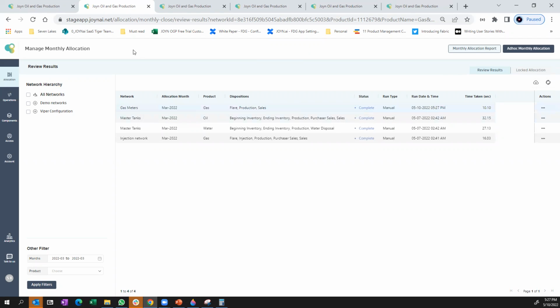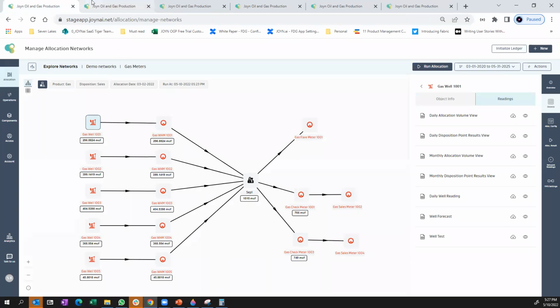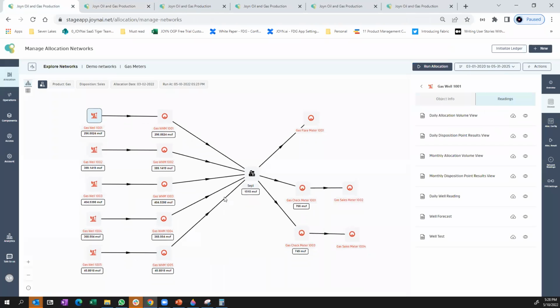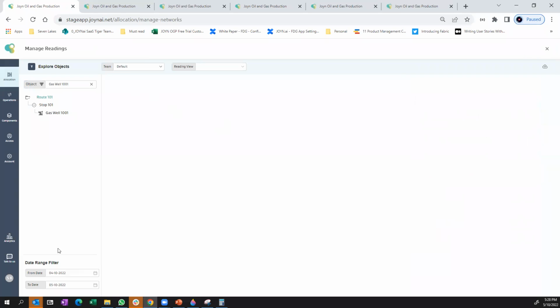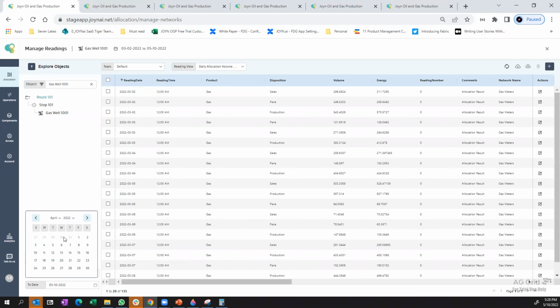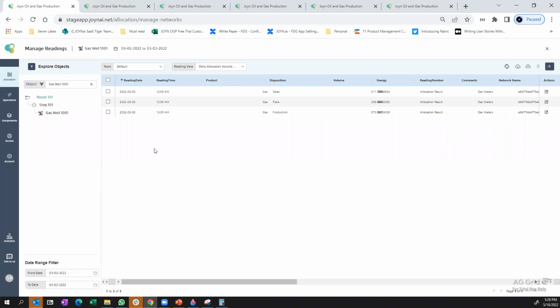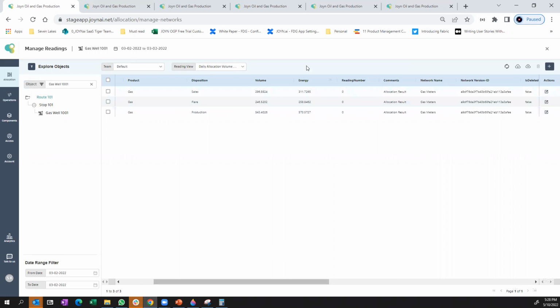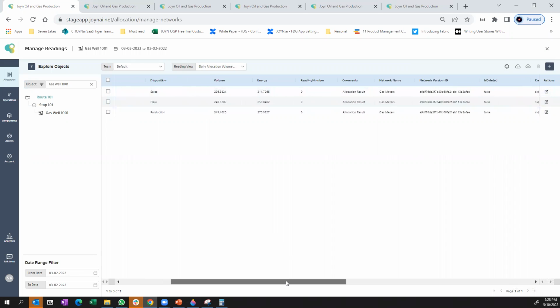Yeah, allocations are complete. What we don't currently have is the capability to view these energies on the canvas, which we are working on. But right now, you would notice that as part of the daily allocated volumes, the volumes are allocated. In addition to volumes being allocated, the energies are also allocated back to the wells.